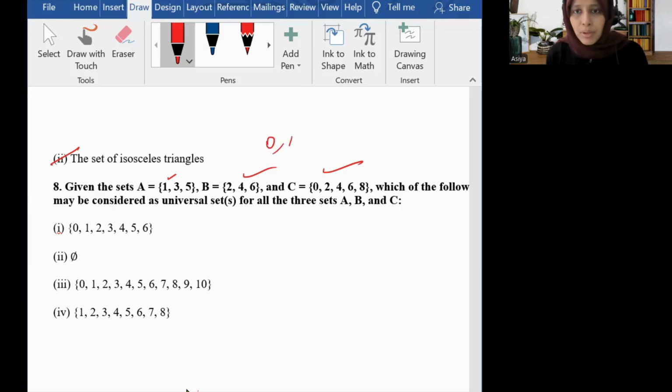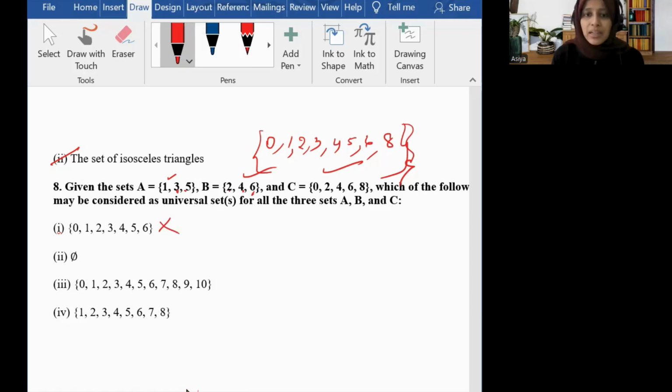0, 1. Next, I have 2 in B, 3, 4, 5, 6. Do I have 7? I do not have 7. So it should at least contain these elements. When I am talking about a universal set, it should at least contain these elements. Now, let us see. 0, 1, 2, 3, 4, 5, 6. My 8 is missing. So this cannot be a universal set. A null set does not contain anything. I need to have at least these elements in my universal set.